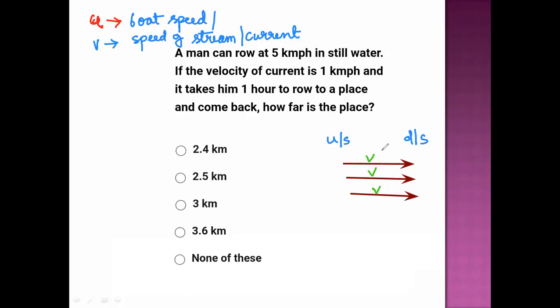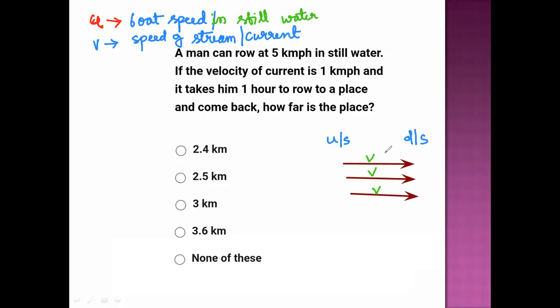Now we have two conditions. u is what we call the speed of the boat, or boat speed in still water. In standing water, we are talking about how much the speed of the boat is. In still water you need to consider it.